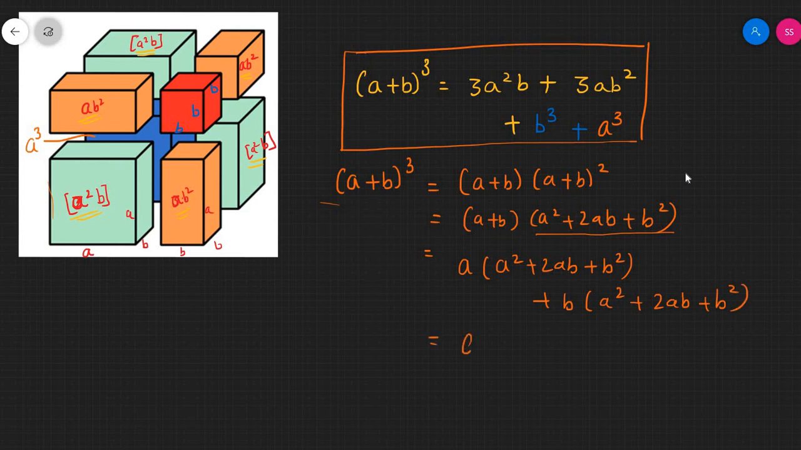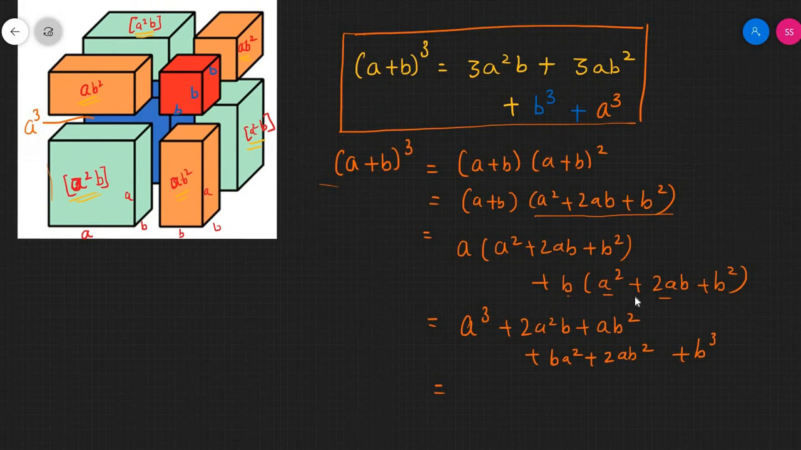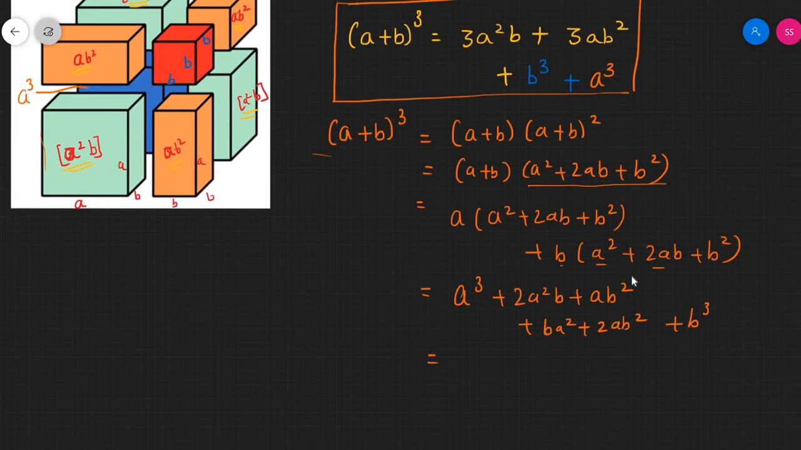And that would be a cube plus 2a squared b plus a b squared plus b a squared plus 2a b squared, which is basically you multiplying b with this, and then finally b cube. And there you go, you get the above expression, which is 3a squared b plus 3a b squared plus a cube plus b cube. So that's a visual and algebraic definition of a plus b the whole cube.